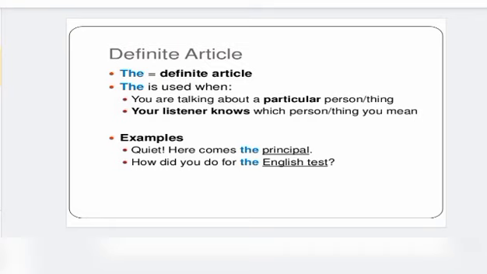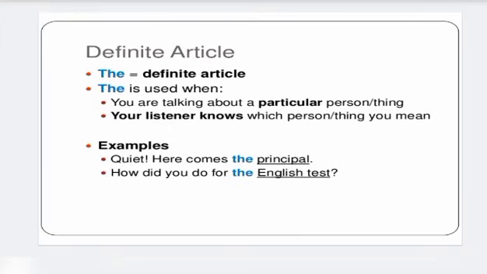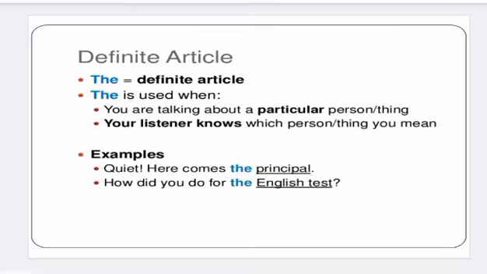Okay children, now let's see about definite article. The is equal to the definite article. The is used when we are talking about a particular person or thing. For example, "Quiet! Here comes the principal." Here they are talking about a particular person, the principal. So they are using the.